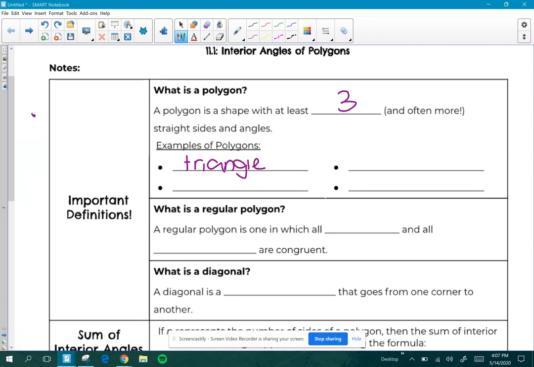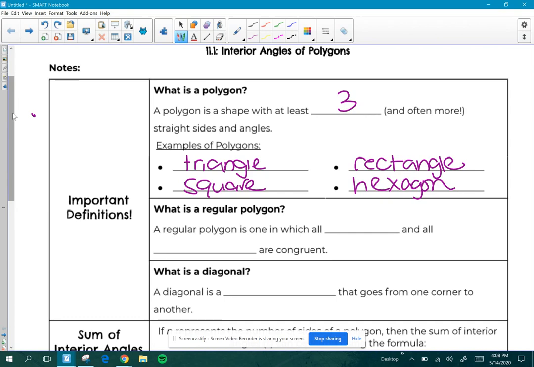I can also say that a square would be a polygon, right? I could say a rectangle, which is in the same family as square. Those are both quadrilaterals. They have 4 sides. I could also say a pentagon, a hexagon. Bunch of examples. It's really just any shape that comes to mind. Those are all polygons.